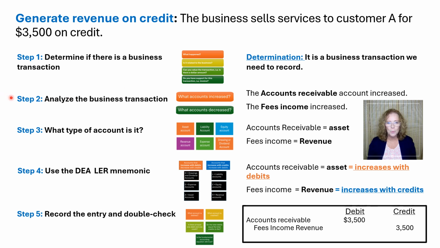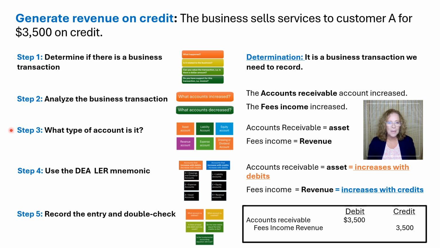In step 2, we now determine what accounts increased or decreased. What do you think? What accounts increased or decreased? The business now holds a promise from the customer to pay this invoice. In accounting, this type of a customer promise is called an accounts receivable, because these are accounts that the business will receive money for in the future. In exchange for this promise to pay later, the business delivered services, so fees income accounts increased as well. So the accounts receivable increased and the fees income increased.